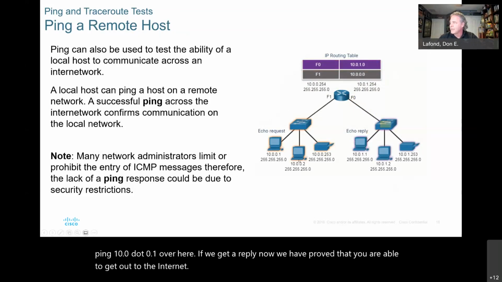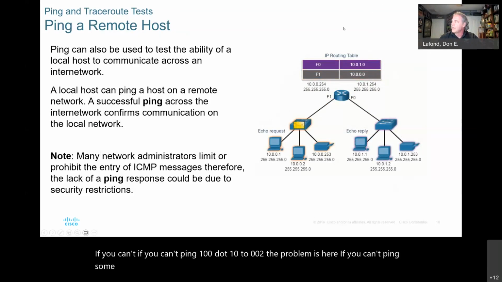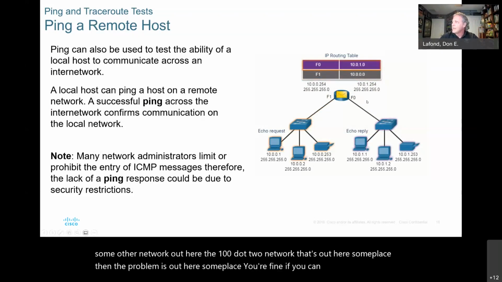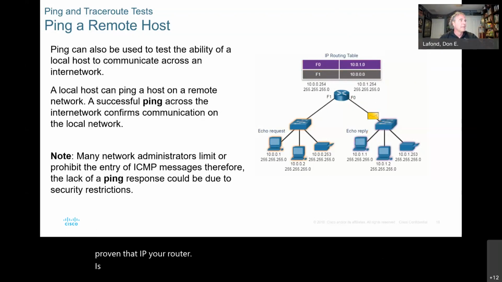If you can't ping 10.0.0.2, the problem is here. If you can't ping some other network out here, the 10.0.2 network that's out here someplace, then the problem is out here someplace. You're fine. If you can ping any other network device on a different network, then you can reach the internet. You've just proven that your router is properly configured. All right, so that proves, using ping, it just proves that you have connectivity.